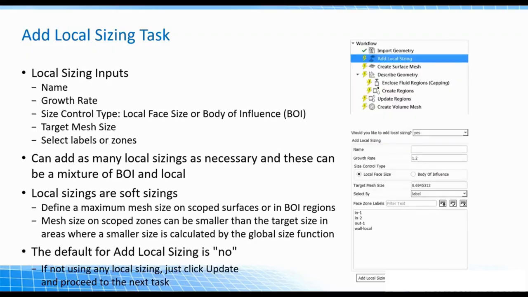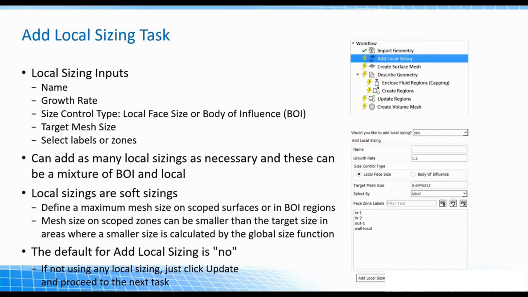So when you add a local sizing, you define it using a name. You can define the growth rate. You define it as either a local face size or a body of influence. You define the target size. And finally, you select the geometry using either labels or zones. Again, zones are created automatically on import. Labels are the name selections that you made ahead of time. You can make as many local sizings as you would like, and these can be any combination of the face sizings or the body of influence.